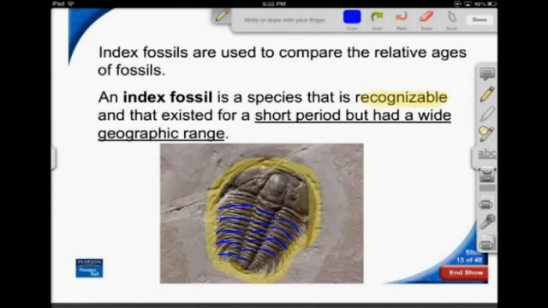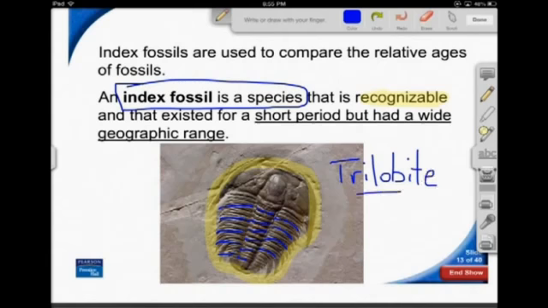So index fossils, like the trilobite, tell us that this was a highly successful organism that you could find all over the world. And like the horseshoe crab, it would have been hanging around in the water, probably not too deep, but it had a vast geographic range. And if we find it all over the world, then we know, well, the conditions in those areas must have been fairly similar.